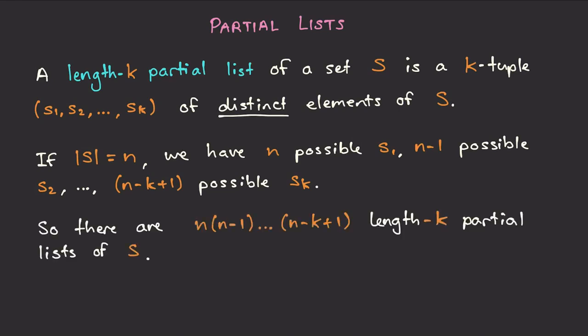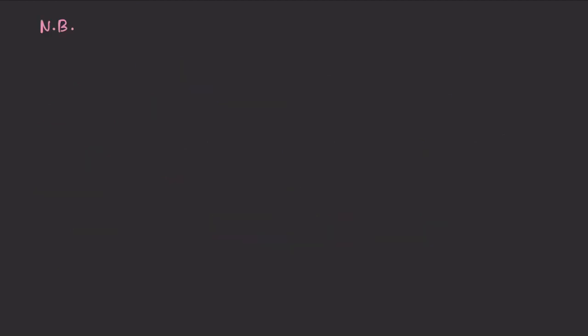Just like with lists, if we want the total number of possibilities, we multiply all these numbers of choices, and we get n times n minus 1, right down to n minus k plus 1 as the number of length k partial lists of a set S with n elements. Now there are 3 things I want to mention about this formula.